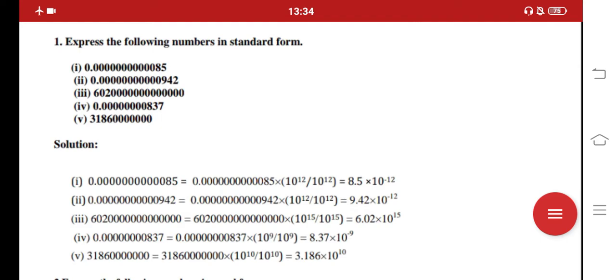So at last, after counting zeros, you will multiply by 10 to the power 12 in the numerator as well as divide by the same power and base in the denominator: 10 to the power 12 upon 10 to the power 12. After doing this, you will get the value 8.5 into 10 to the power minus 12. Because once you multiply these two numbers, you will get 85. And once you transpose this from denominator to numerator, you will get 10 to the power minus 12. So this is the concept for this type of question.